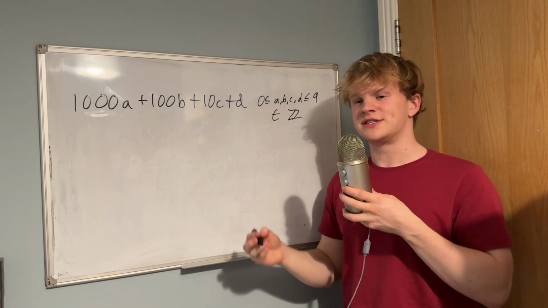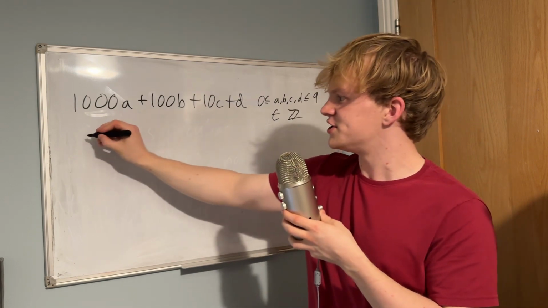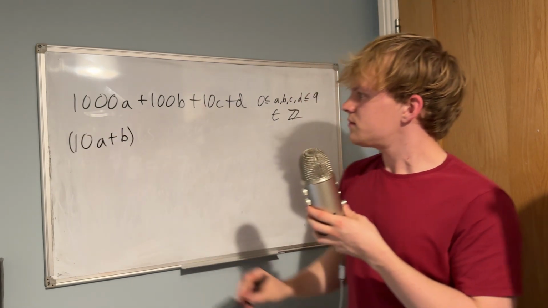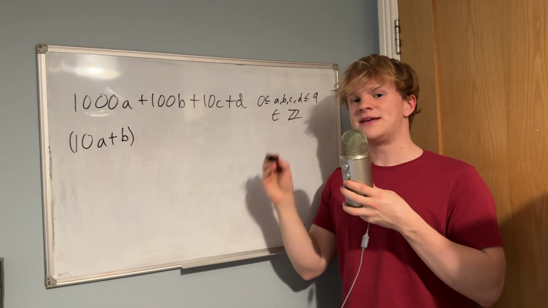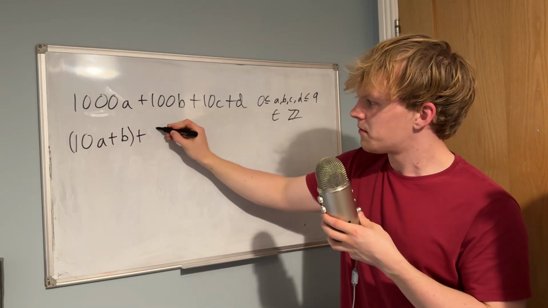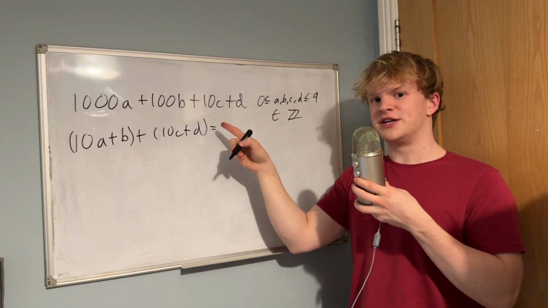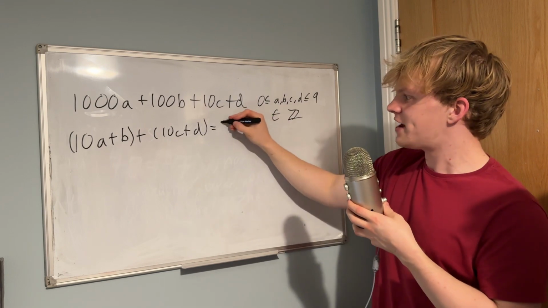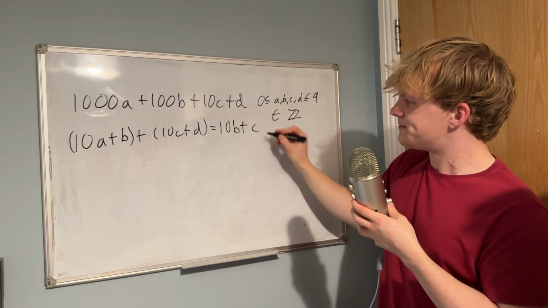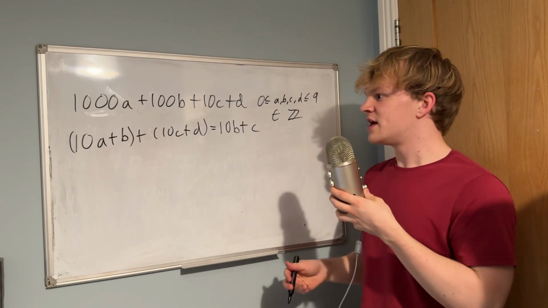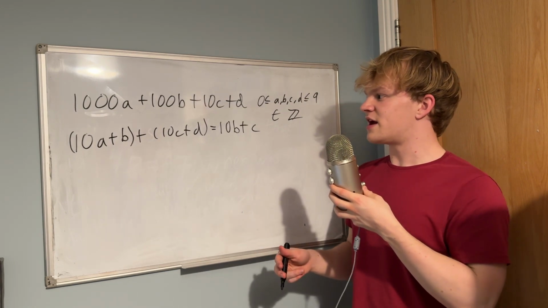So what the question is asking us is it's going to be 10A + B for those first two digits. And then we're going to have 10C + D for the last two. And that's going to be equal to the middle two digits as a 2-digit number. So that's going to be 10B + C. So this is the equation that the question tells us is how it works. And what we can do is we can simplify this.